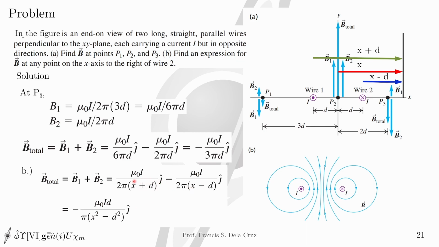Oh, I mean the x term will be cancelled. Sorry. So mu naught I (x minus d), then minus here. That would be mu naught I x, negative x now, because you have this minus negative x, minus mu naught I d. And then you will be left with negative mu naught I d over pi quantity (x squared minus d squared) j hat. So this is the expression for the magnetic field at any point on the x-axis to the right of wire 2.